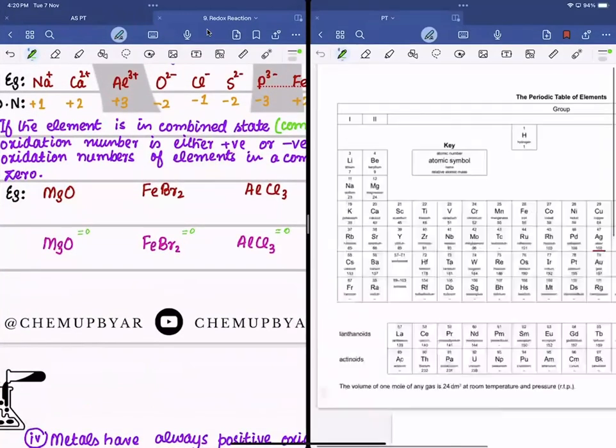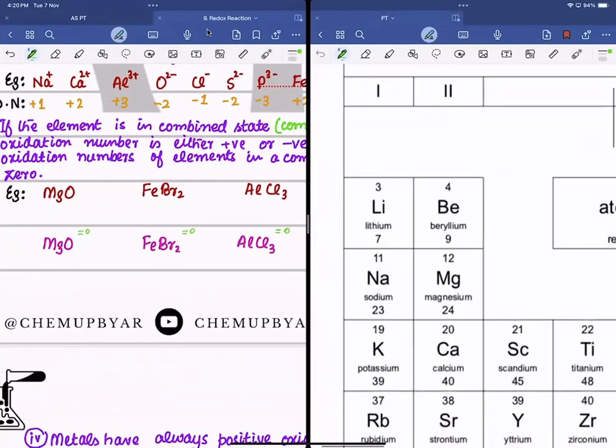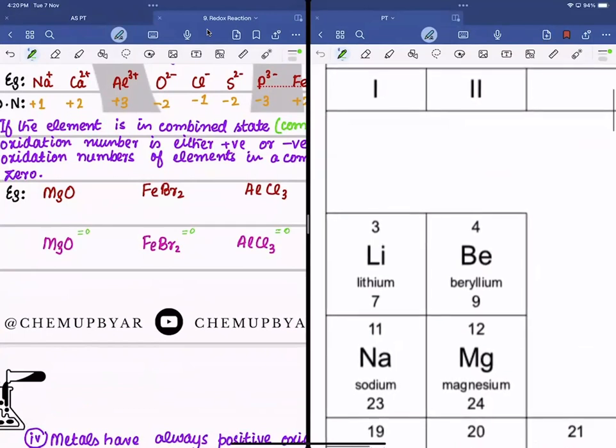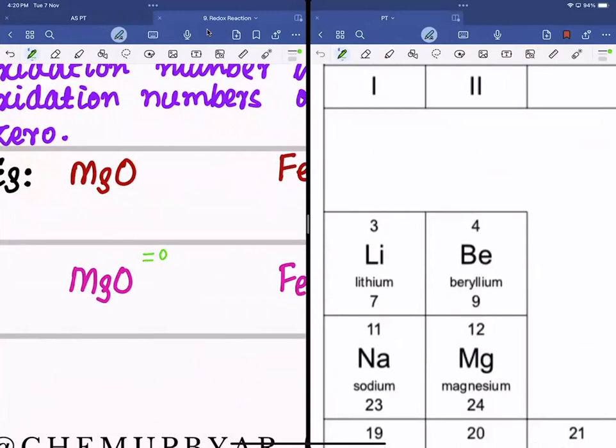Now, have a look at the periodic table. Magnesium is in which group? Group 2. So it means the charge of magnesium is going to be +2. And the net charge is 0, which indicates that to get the net charge 0, oxygen must have a charge of -2. Do it quickly.